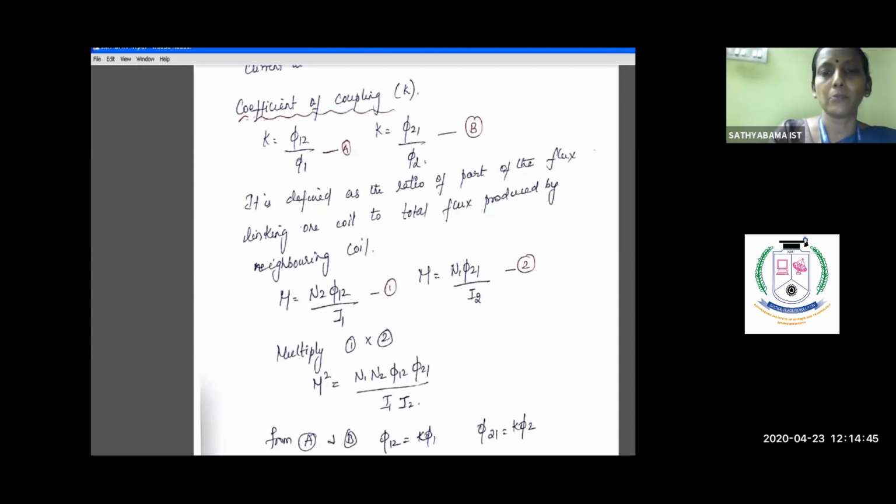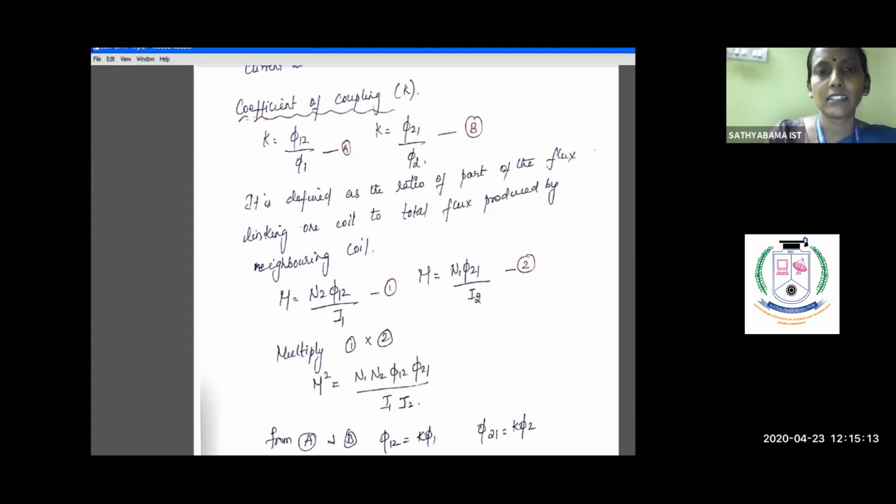So based on both the diagrams, we have two equations, that is what I have mentioned, 1 and 2. M is equal to N2 phi12 by I1, or else M can be written as N1 phi21 by I2. So multiplying these two equations, I can write it as M square equals N1 N2 phi12 phi21 by I1 I2.